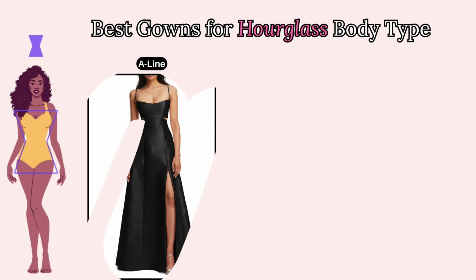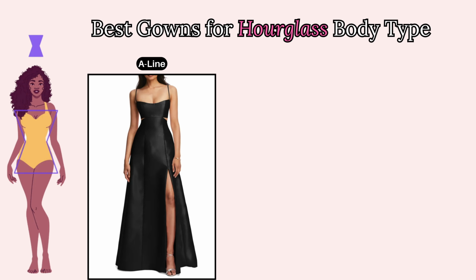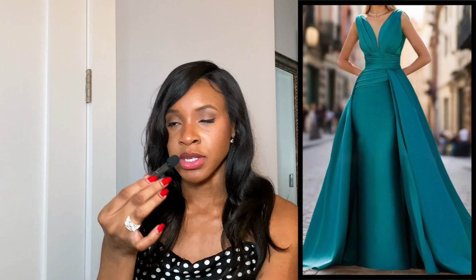So the gown silhouettes that work well for the hourglass body type is A-line, of course. So the A-line usually has a nipped waist, and it gradually gets wider from either the waist or the hip. So this dress will continue to highlight the already curvy body, and it will accentuate the defined waist.